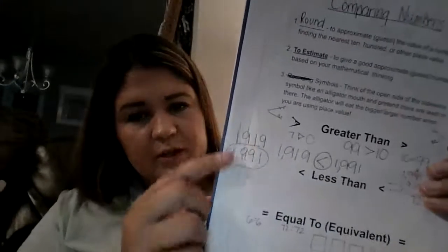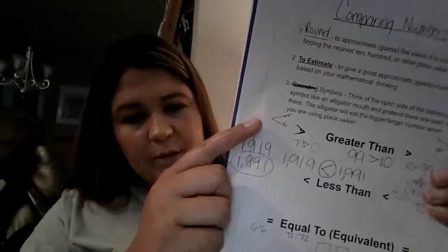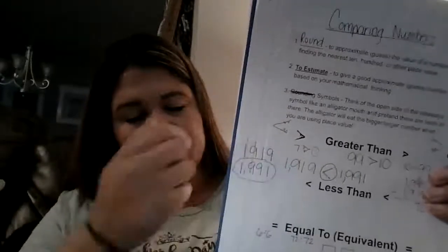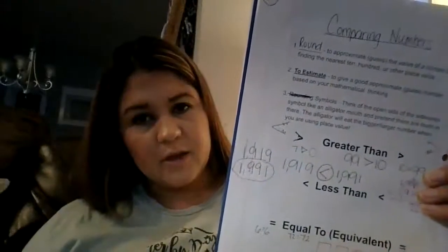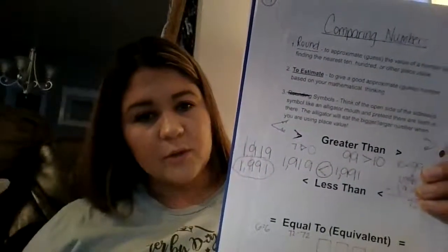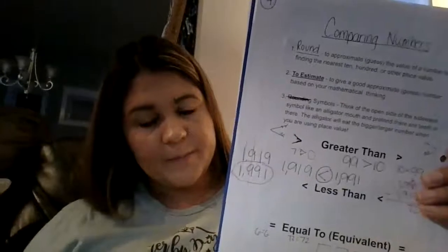I told the kids, think about these symbols like an alligator mouth, and the open side is the side that has invisible teeth. You can draw them in, but that's the alligator mouth. The alligator always opens towards the bigger number, no matter what.